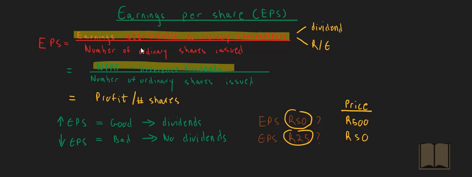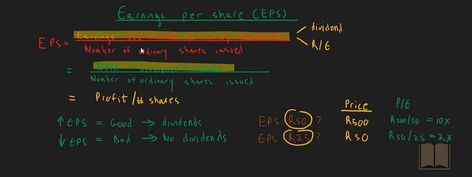In order to make that call, you would need to work out what's known as a price-earnings ratio. So how much are you paying per Rand's worth of earnings in each company? The price-earnings ratio for the first company is 500 divided by 50. So you are paying a multiple of 10 for every 1 Rand's worth of profit. Whereas in the second situation, the price is 50 Rand, the earnings per share gives you 25 Rand, so you are only paying a multiple of 2 times per Rand's worth of earnings in the second company.